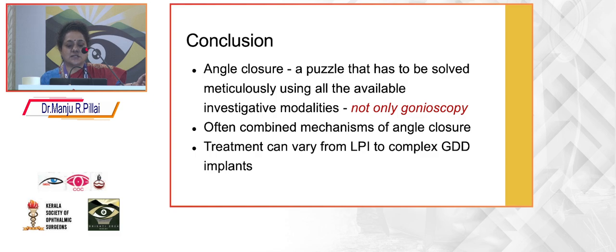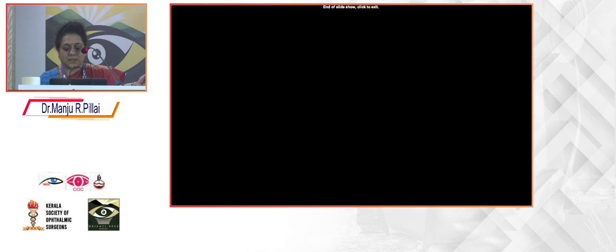So conclusion is angle closure is a puzzle that has to be solved meticulously using all the available investigative modalities, not only gonioscopy. Combined mechanisms of angle closure can happen often, and treatment can vary from LPI to complex glaucoma drainage device implants. Thank you.